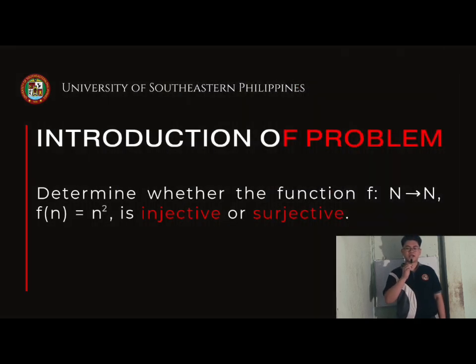Topic 2, problem set 5 wants us to determine whether the function f from the natural numbers to the natural numbers defined by f of n equals n squared is injective or surjective.